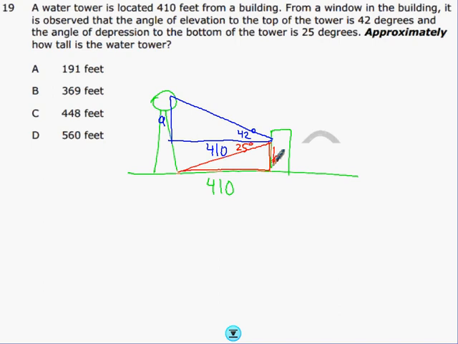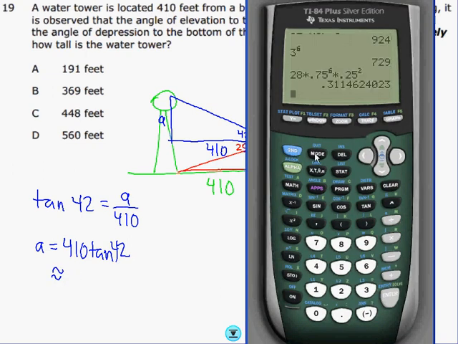So let's find A first using the blue pen. It's going to be A and 410. That's opposite and adjacent. So I'm going to do the tangent of 42 degrees equals the opposite side over the adjacent side. So A is going to be 410 tangent 42. And that is approximately 410 tangent 42. You want to make sure you're in degree mode. 369 feet for that part.